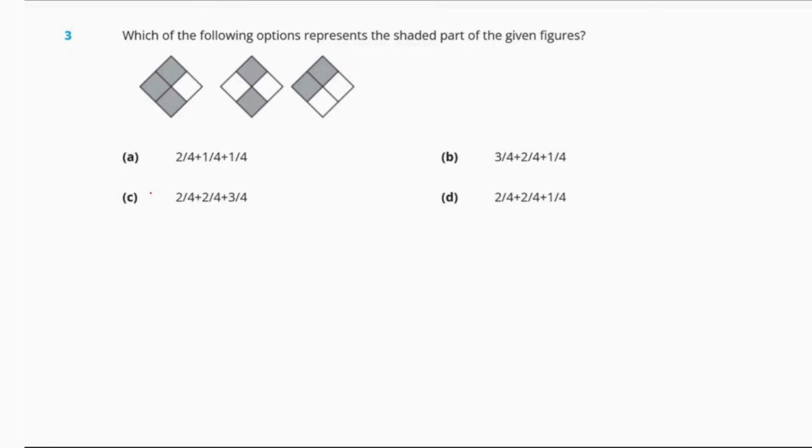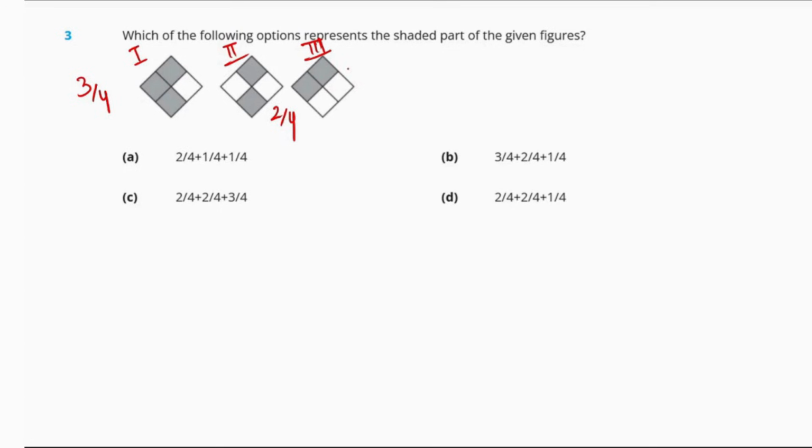Now, next question is, which of the following options represents the shaded part of the given figures, right? So let us name these figures as figure 1, figure 2 and figure 3. Now, let us note down the shaded fraction of these figures. So for the first figure, this will be 3 out of 4, right? Why? Because 4 different parts, and out of the 4 different parts, 3 parts are shaded, right? Now next is 2 out of 4.